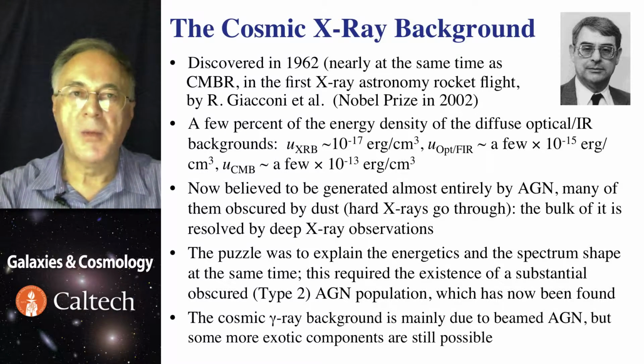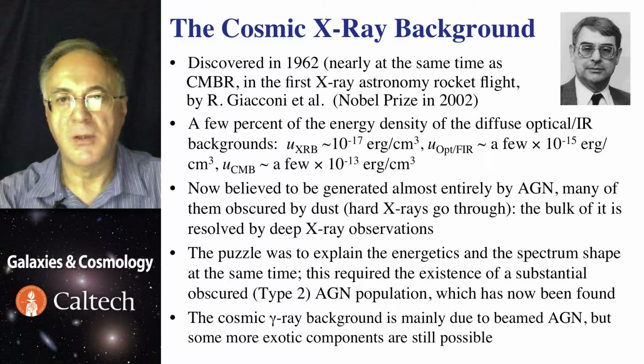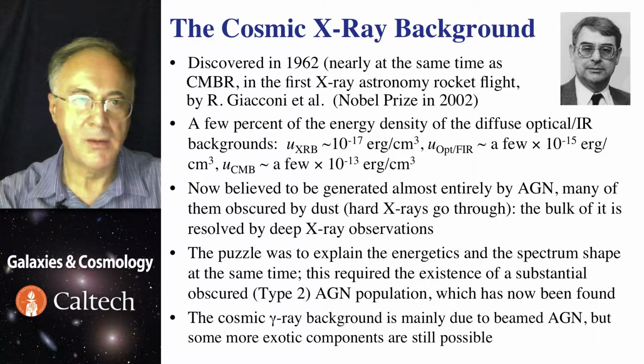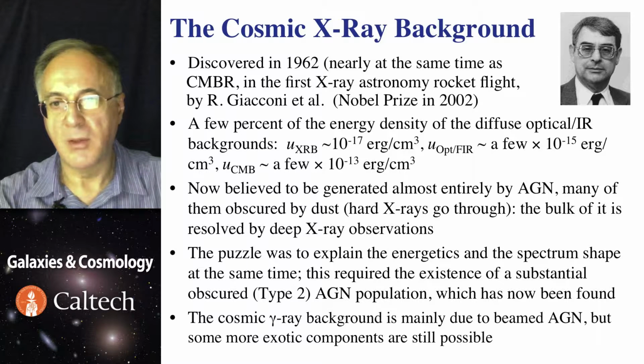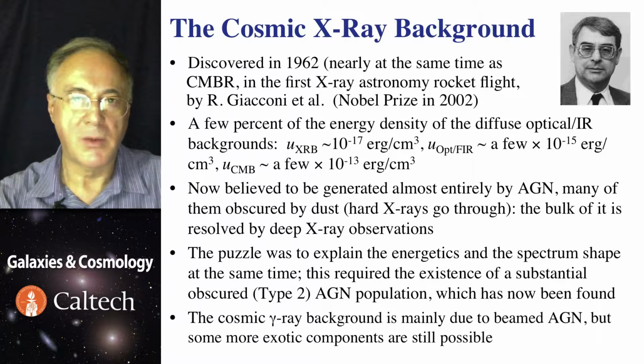The cosmic X-ray background was actually discovered before the cosmic microwave background with the very first astronomical X-ray experiment, which was a rocket-borne test led by Riccardo Giacconi, who many years later got the Nobel Prize for this. And they detected first sources such as Scorpius X-1, but also diffuse X-ray emission that seemed to be coming from everywhere. And at that time, it simply wasn't known where it comes from.